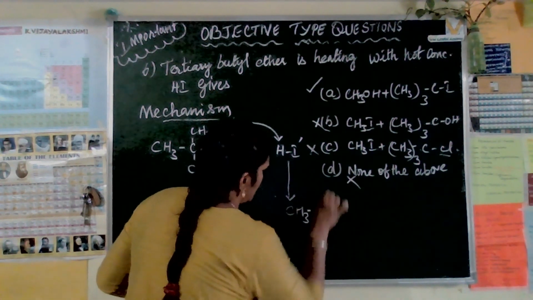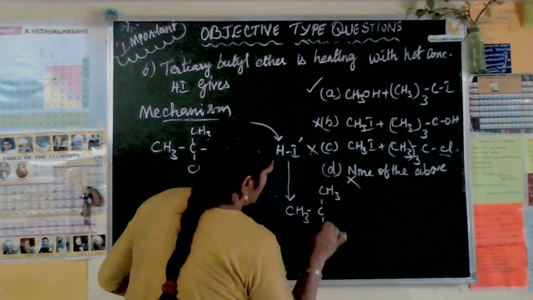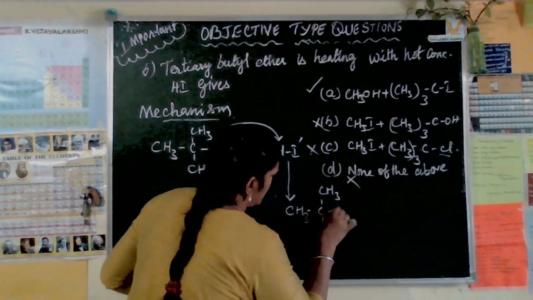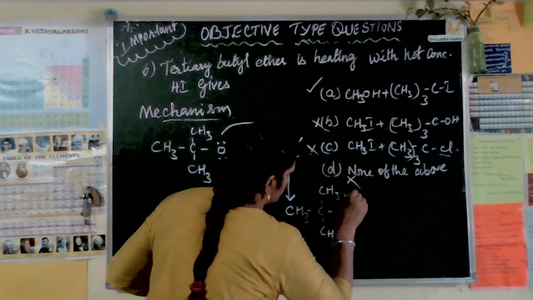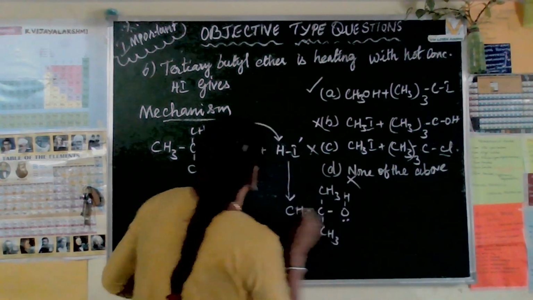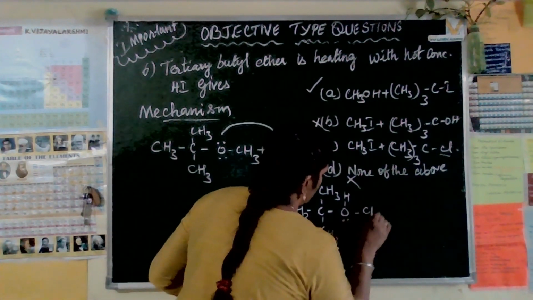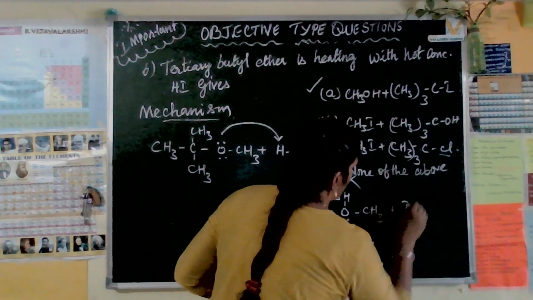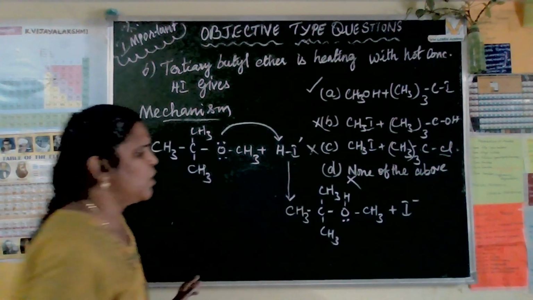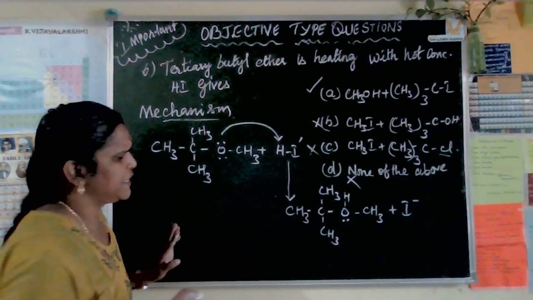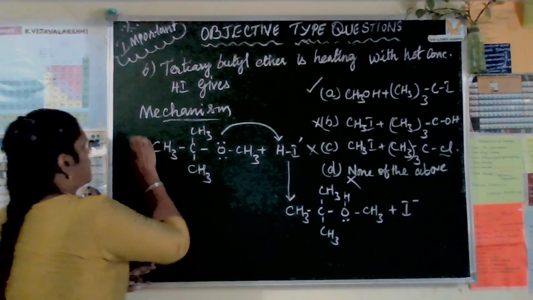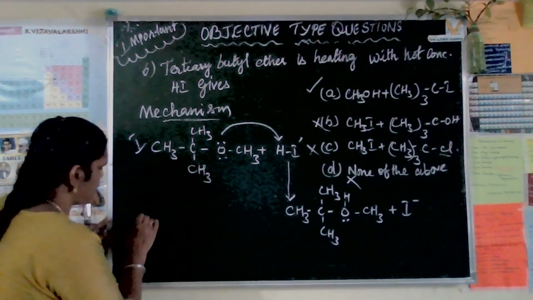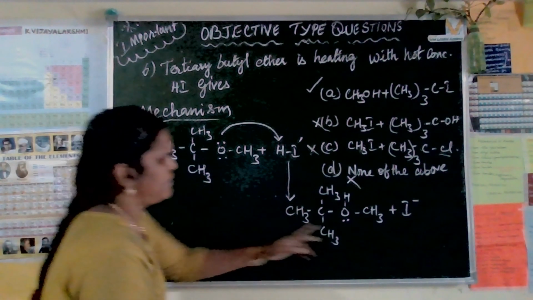CH3, CH3, here O and hydrogen, here lone pair of electrons and CH3, and yes, I minus will be there. Okay, now what happened here? Now this is step number 1. Now step number 2, what happened? Here only I will mention.